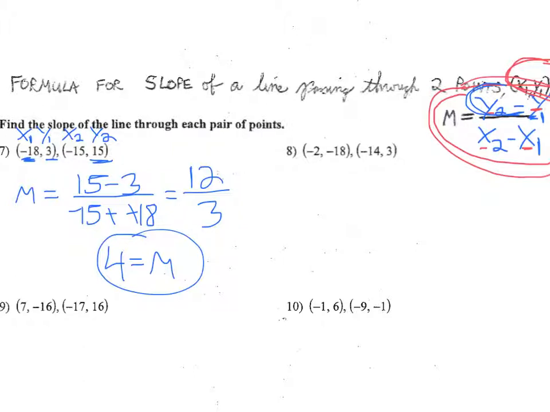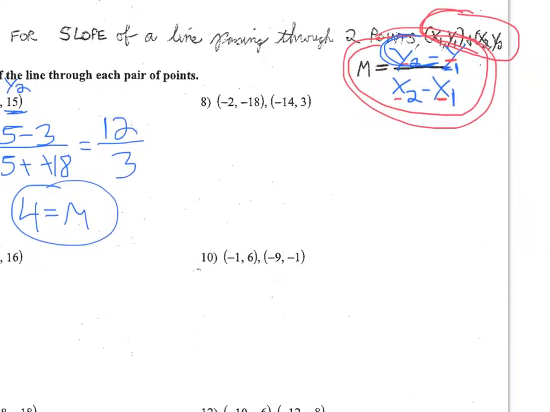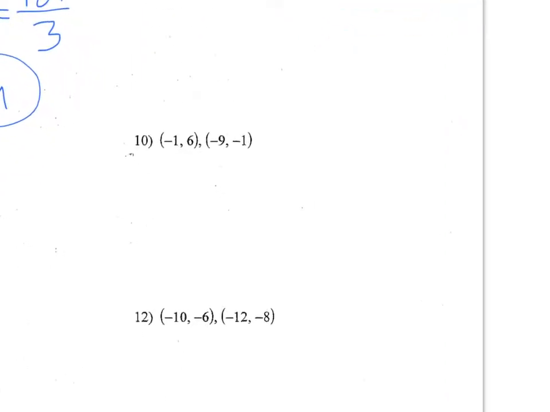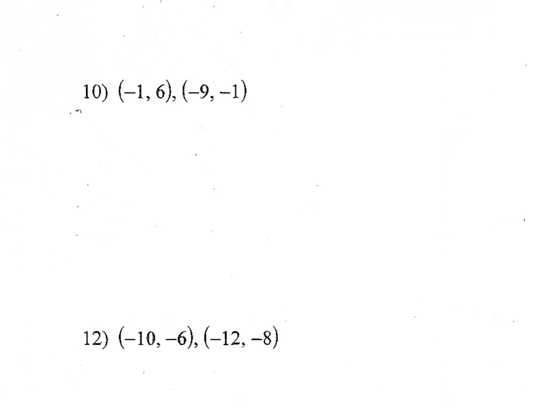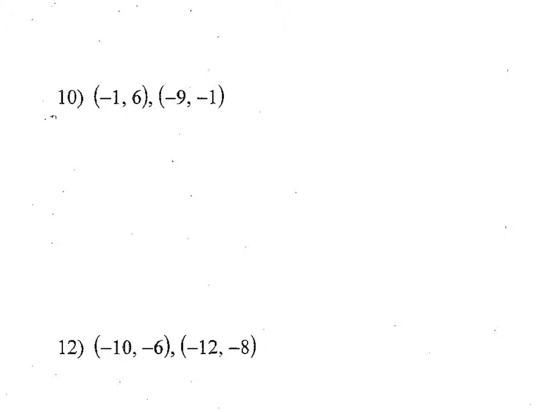All right, let's skip to number 10. I'm going to do the same thing. And you know what I'm actually going to do for this one? I'm actually going to switch the order up a little bit. So I'm going to zoom it in. All right. Now this is another thing you could do. I'm going to put m equals. The top are the y values. So I'm going to circle the y values, which are 6 and negative 1.